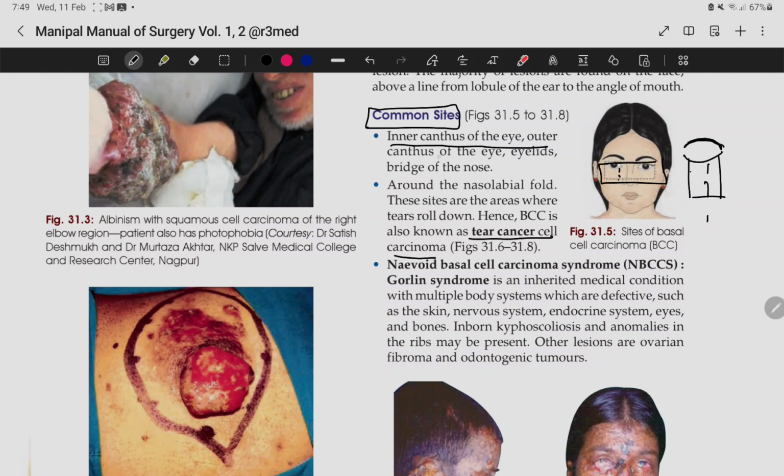So inner canthus, outer canthus, eyelids, bridge of the nose, around the nasolabial fold, the area where the tears roll down. Hence BCC is also called a tear cell cancer.